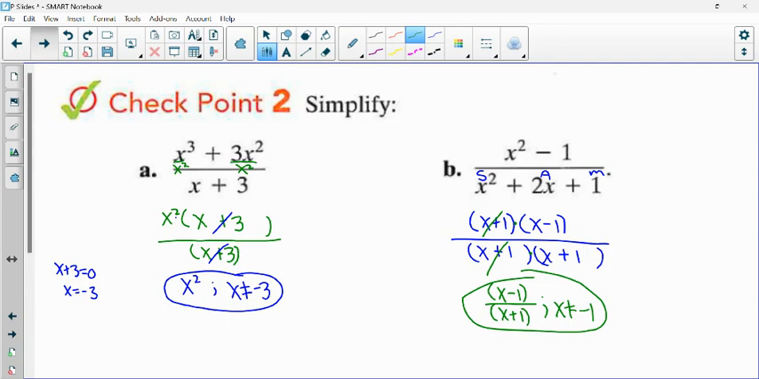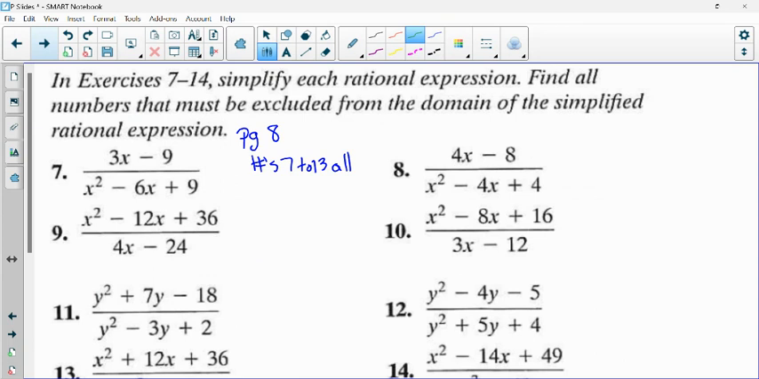All right. You are working on your homework, which is page 8, numbers 7 to 13 all.